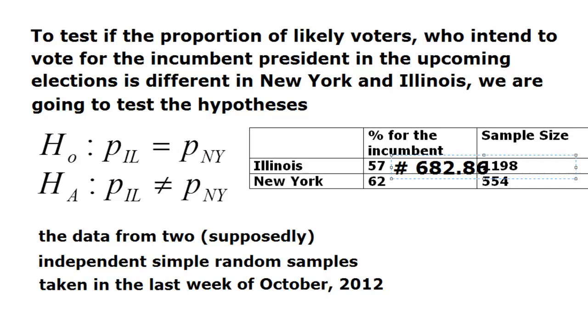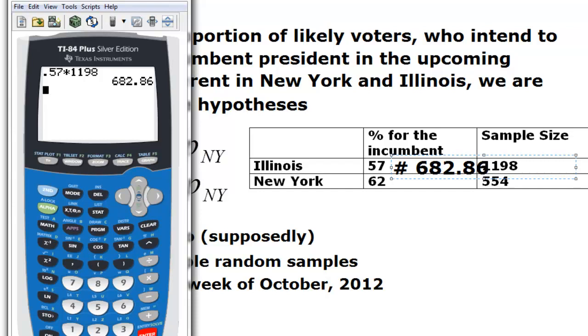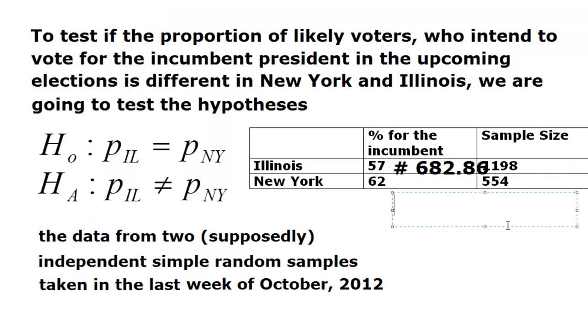Okay, and then for the other one we have 62% of 554. So we have 0.62 times 554, that is 343.48. Okay, let me write that down here. So we are going to work with those two values, right? So here is the number corresponding to this, and there the number corresponding to the other population.